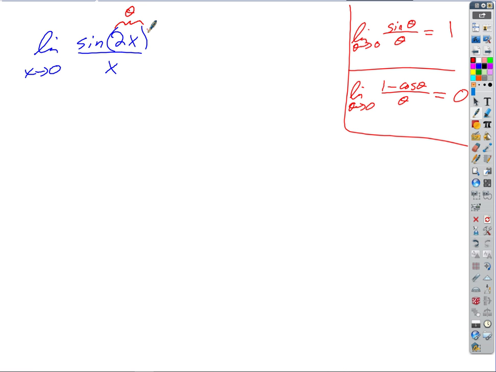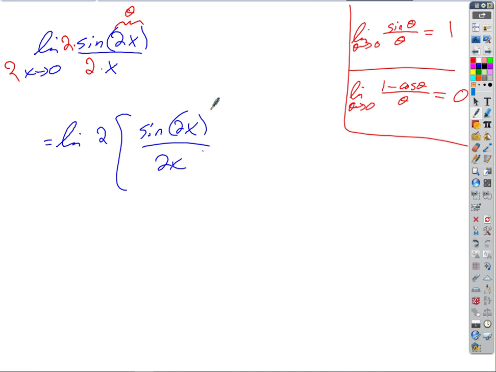So I've got to create something of that form. So I need the same thing on the bottom that I have on top. Well, to get that, I got to multiply by 2, but I got to multiply both top and bottom by 2. Okay, good. And then if x goes to 0, 2x goes to 0, right? So we can freely change that. And so we just end up with the limit of 2 times sine 2x over 2x as 2x goes to 0.